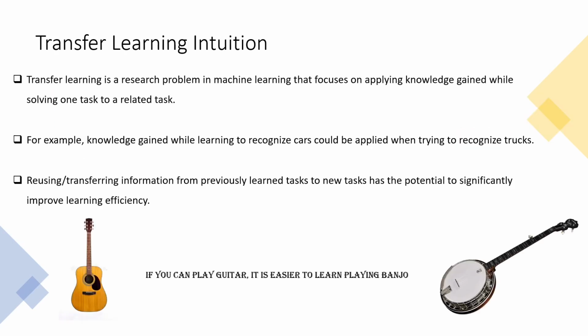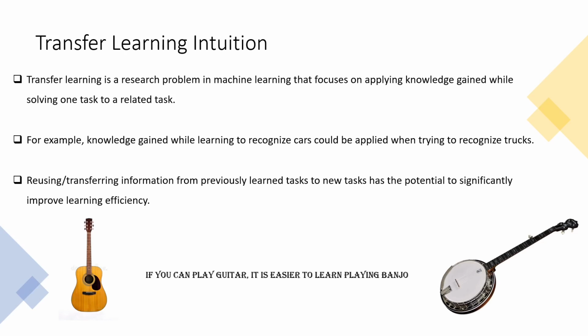So transfer learning is a research problem in machine learning that focuses on applying knowledge gained while solving one task to a related task. For example, knowledge gained while learning to recognize cars could be applied when training to recognize trucks. Reusing, transferring information from previously learned tasks to new tasks has the potential to significantly improve learning efficiency.